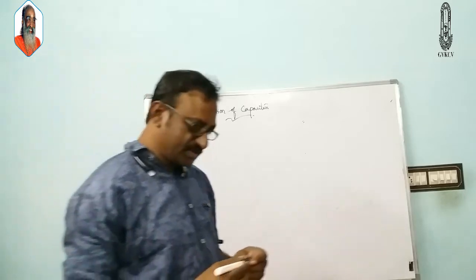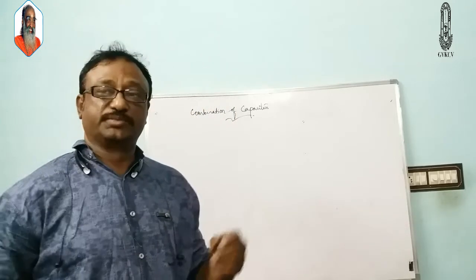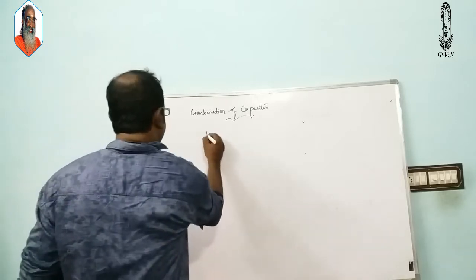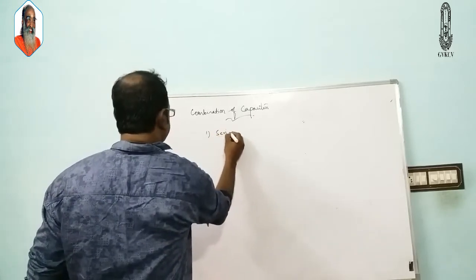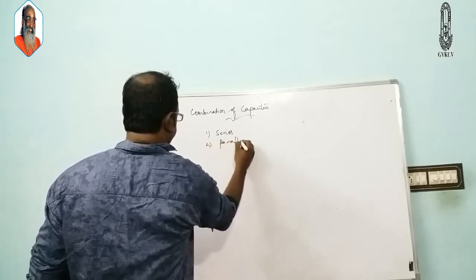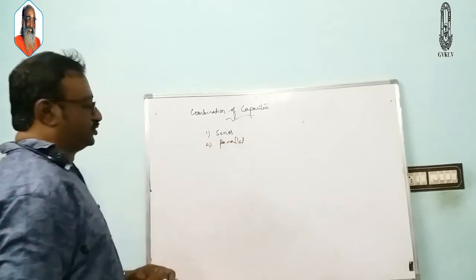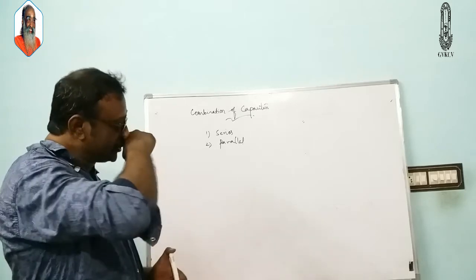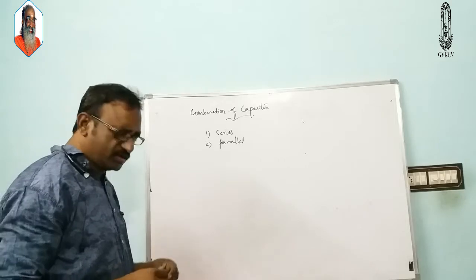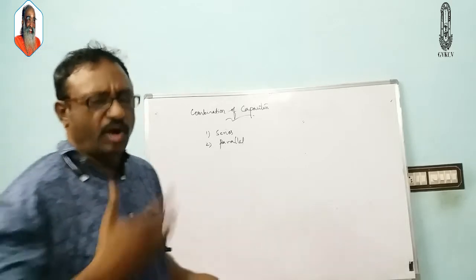So first let us understand, here also the same thing is to be followed, that is grouping basically in series and the other one is parallel. So first let us talk about this series combination. Actually, why do we have to go for these combinations?